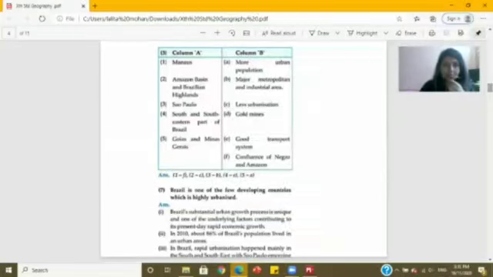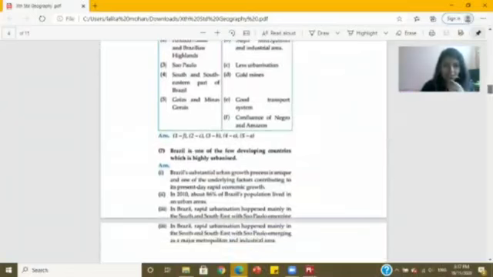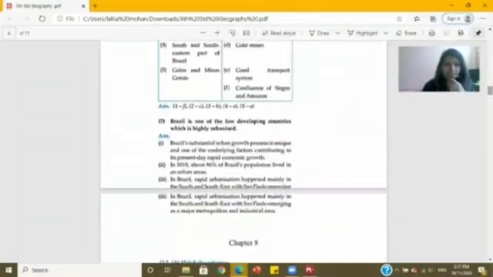Fourth, south and southeastern part of Brazil. Correct answer is good transport system. Fifth, Goiás and Minas Gerais. Correct answer is more urban population. There is a minor change in question number 7. I will be reading out the answer.